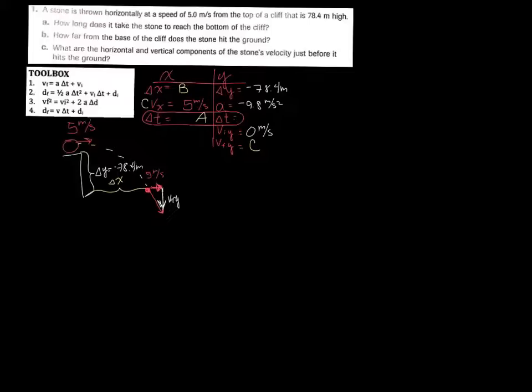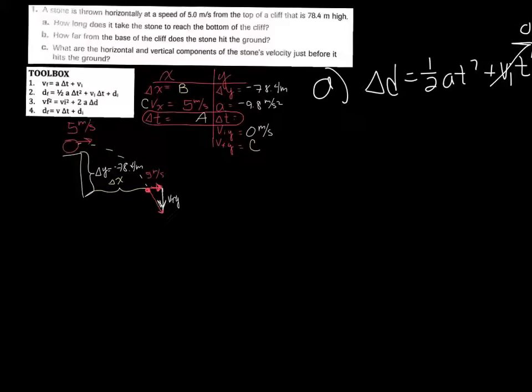So I'm going to go with, here's part A, delta d is equal to 1/2 times acceleration times time squared plus v initial t. And I need to solve this for t. First thing I know is that since initial velocity is 0 meters per second, this whole term is going to be 0. So then I am left with change in position is equal to 1/2 times acceleration times time squared, and I need to solve for t.